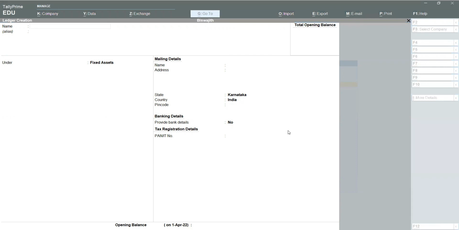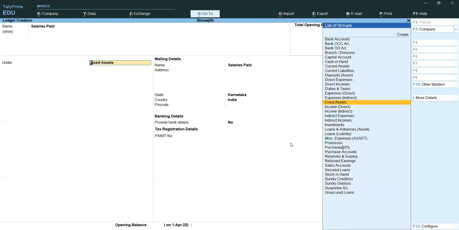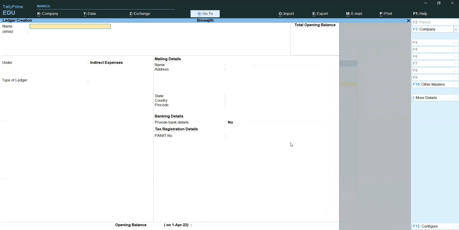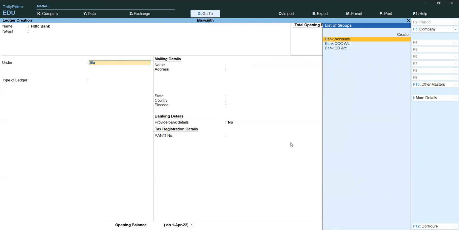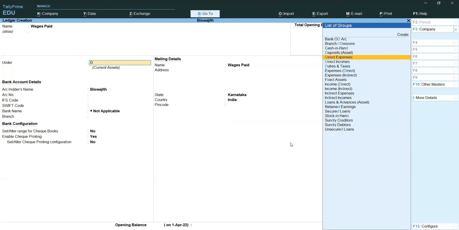Next, at the same time, we have stationery expenses paid, salaries paid, and a bank account. Salaries paid comes under indirect expenses. Next, to open a bank account in HDFC Bank, the HDFC bank account comes under bank accounts. Other information we do not require, enter and save it. So you understood. For example, wages paid, I am paying wages. It comes under direct expenses.